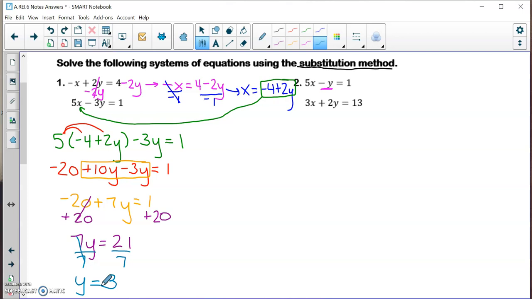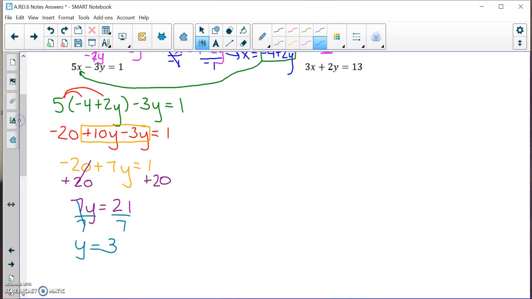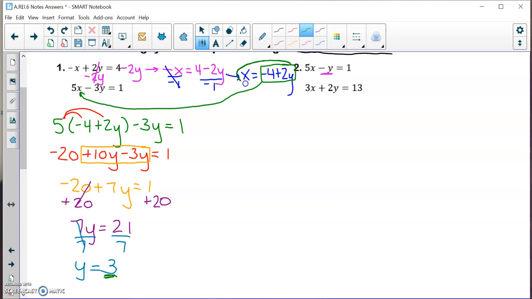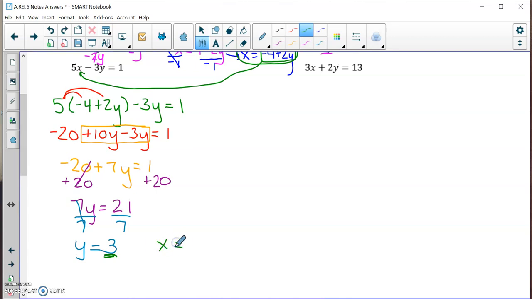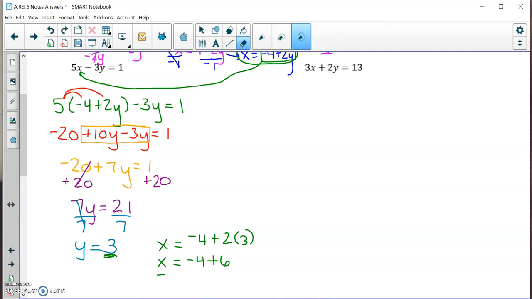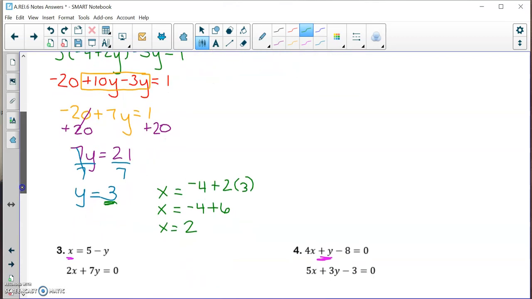If you recall from our last lesson, the solution to a system of equations is an ordered pair, an x and a y value. I found the y value, now I need to find the x value. What I can do is take this y value of 3 and put it into this x is equal to negative 4 plus 2y to get my x value. And I wind up with an x value of 2.